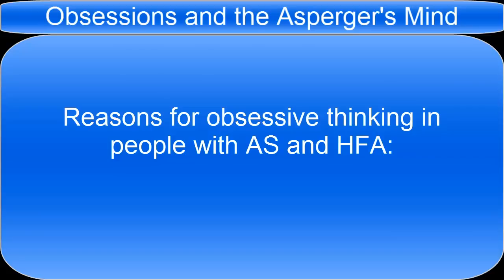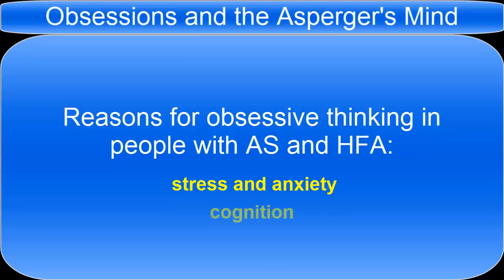So why do individuals on the spectrum tend to engage in more obsessive thinking than those without any form of autism? Well, some obsessive individuals may simply have more stress and anxiety in their lives, and so they're preoccupied with that. For others, it may be an issue of cognition. Some people prone to obsess have basic problems pushing things out of consciousness once they get there.